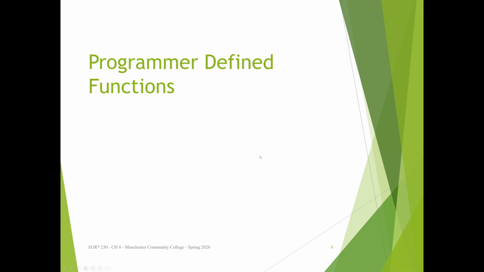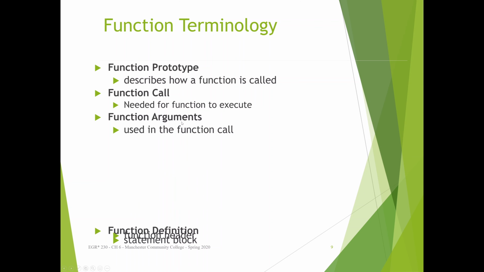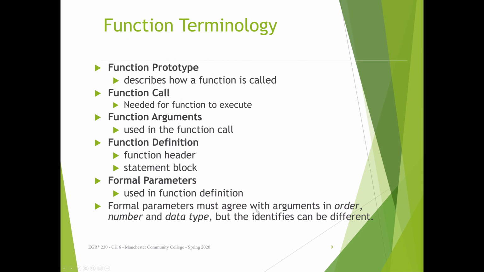So the second part, which is really the main part we're looking at, is programmer-defined functions. Now, here's some terminology that we'll use, and I'll write some code at the same time to show you how this all works. We're going to have the so-called function prototype, a function call, function arguments, function definition, and the so-called formal parameters. There's something about the formal parameters which we'll look at: you need to know the number and the data type of these.